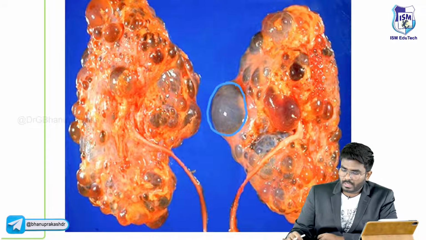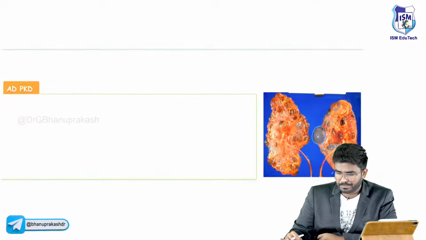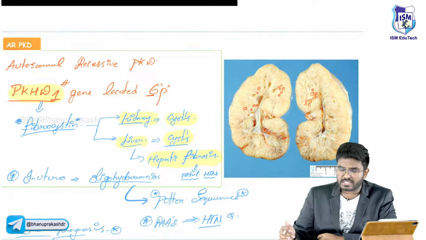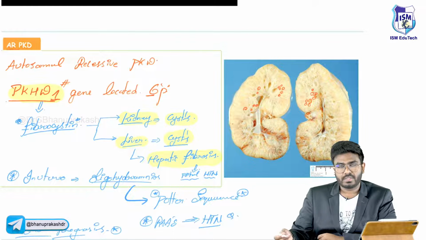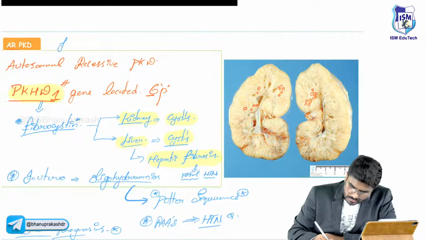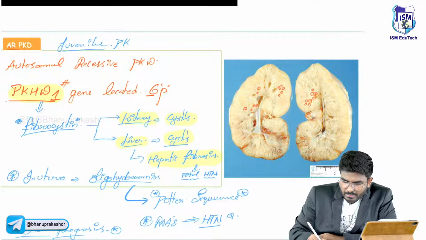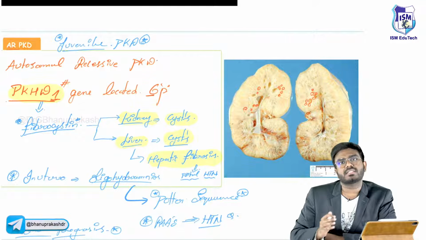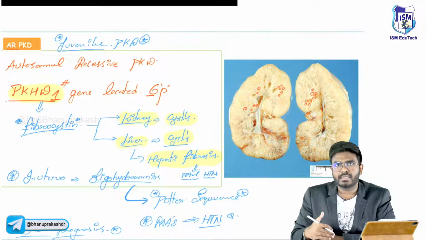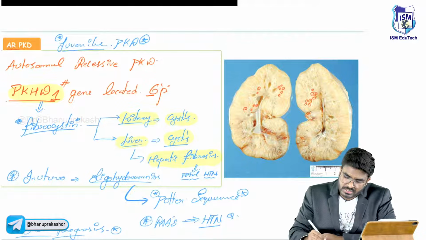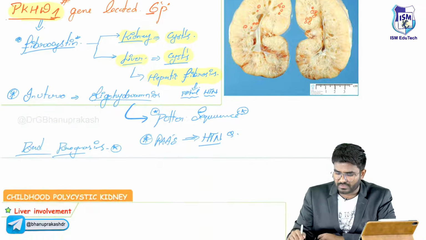Okay. Now one more point which I want you to know is, this autosomal recessive polycystic kidney disease is also called juvenile PKD. Juvenile polycystic kidney disease, because the clinical features are going to be seen from birth itself. So that's why I'm discussing it in the congenital session. All these clinical features are seen from birth itself.